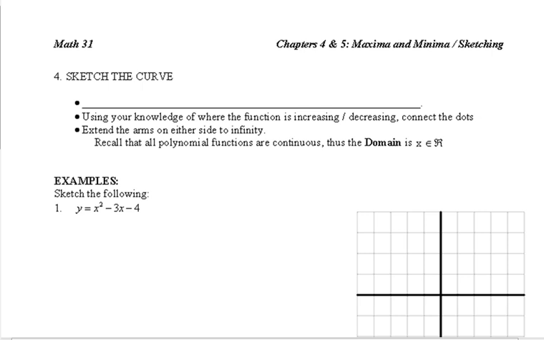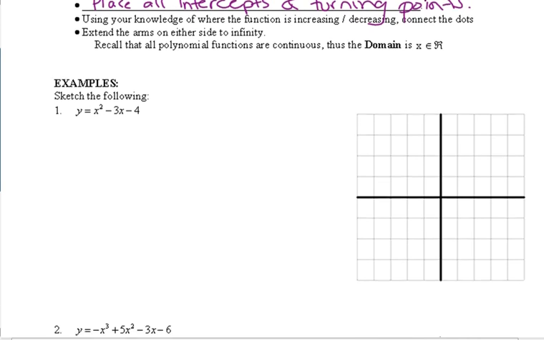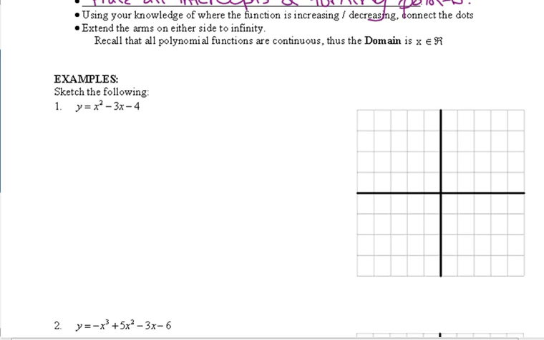Exactly. All right, then you're going to sketch the curve. So place all intercepts and turning points. When you plot it, you have to put all those critical points on the graph. So you're going to have to figure out the y values for those critical values and plot them properly. So let's go through an example for sketching this function.